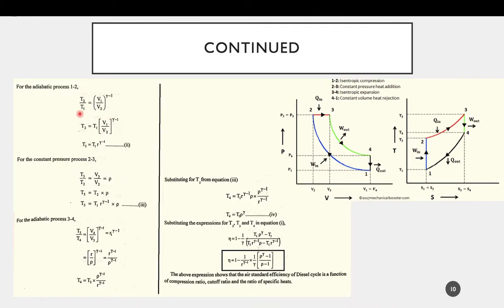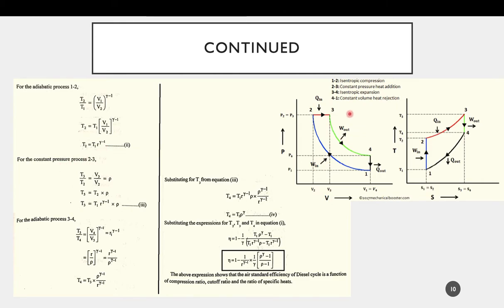Next, moving on to the different processes that are happening in the cycle. Process 1 to 2 is a reversible adiabatic compression process. For a reversible adiabatic process, you can write the relationship between temperature and volume. T2 by T1 is equal to V1 by V2 raised to gamma minus 1, or T2 is equal to T1 into V1 by V2 raised to gamma minus 1. V1 by V2 is total volume by clearance volume, that is compression ratio R. So T2 is equal to T1 into R raised to gamma minus 1.